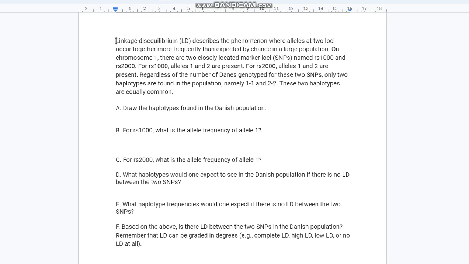So here they talk about linkage disequilibrium, which describes the phenomenon where alleles of two loci occur more frequently than expected by chance in a large population. Basically, that is what this is all about.